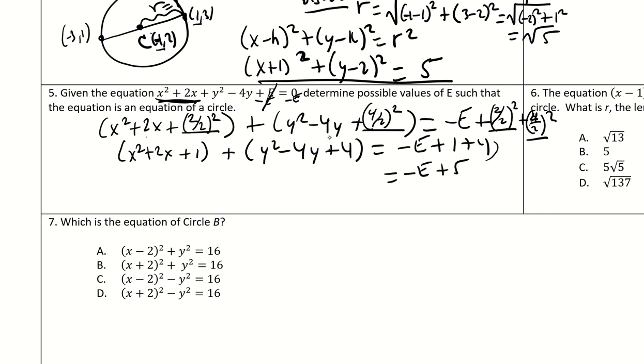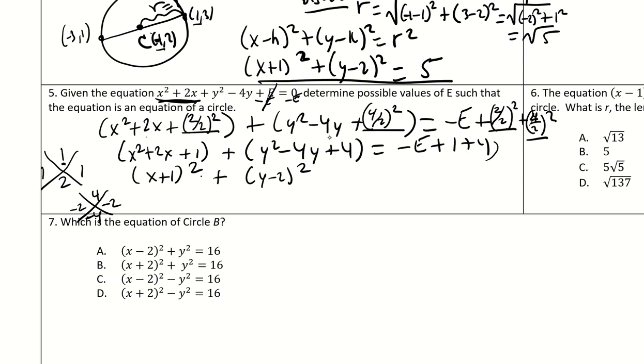Okay, and then we're going to factor this. Remember, to factor this, you need two numbers that multiply to 1 but add up to 2, and that's just going to be 1 and 1. So it's going to be x plus 1 times x plus 1, which is x plus 1 squared. And then for this one, you need numbers that multiply to 4 but add up to negative 4, sorry, which is just negative 2 and negative 2. So this will be y minus 2 squared. And I'm just going to rewrite this over here, negative e plus 5.